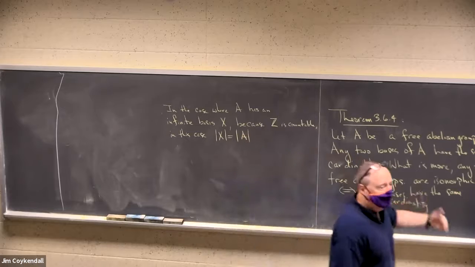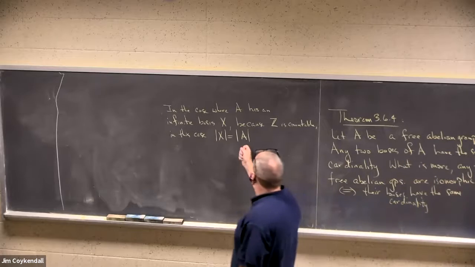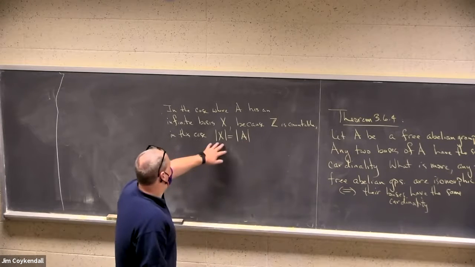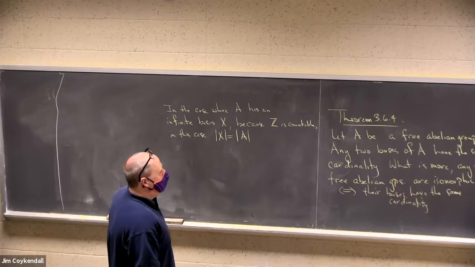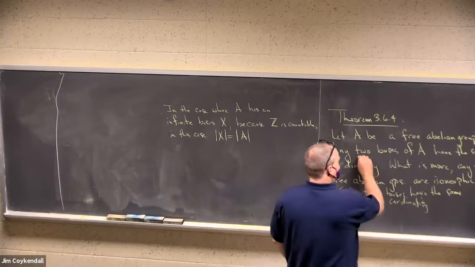And this is kind of a set theory thing, which is why I'm not going into details here. But it turns out that for any infinite cardinal number, a direct sum of that many copies of Z has the same cardinality. And that gives you the rest of the statement here.